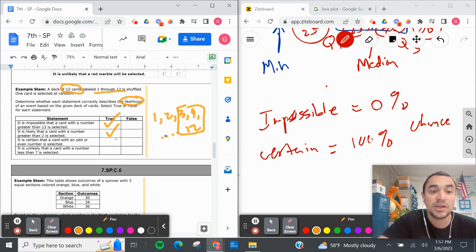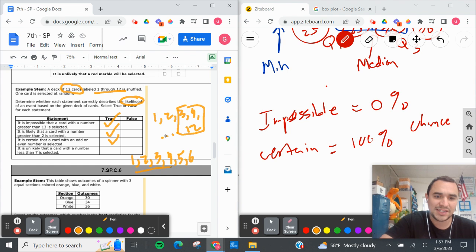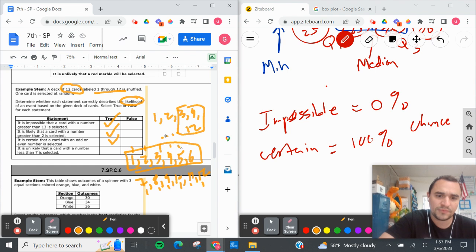It is certain that a card with an odd or even number is selected. Yes, it's either odd or even. There's nothing else. It's certain. It's a 100% chance of that. It is unlikely that a card with a number less than 7 is selected. So let's go ahead and write this out. 1, 2, 3, 4, 5, 6, and that's the cards that we want to choose. 7, 8, 9, 10, 11, 12.